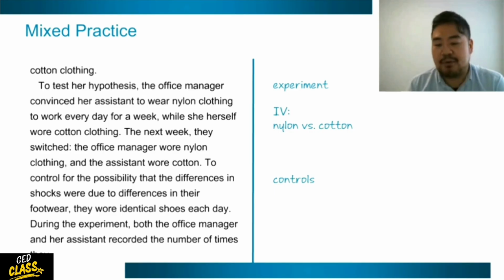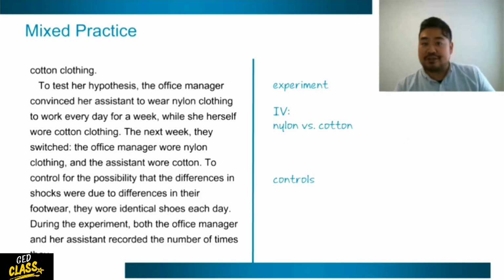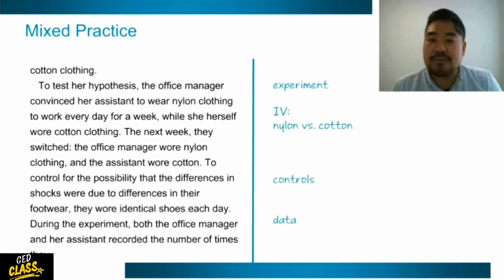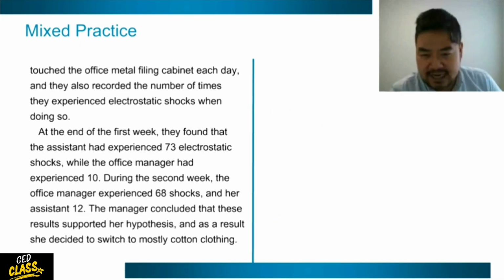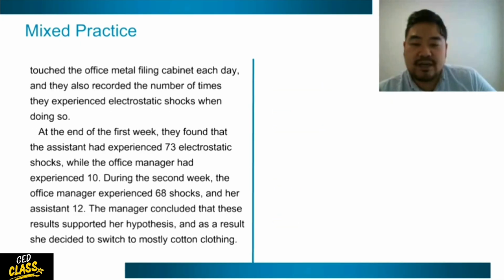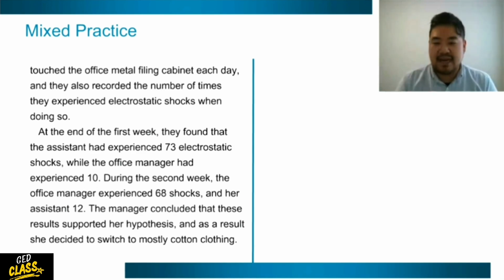During the experiment, both the office manager and her assistant recorded the number of times they experienced shock. So then that is going to be our data, right? So just simply recording the number of times they got shocked is going to be the data. And they also record the number of times they experienced electrostatic shocks when doing so. So the number of times they touched the filing cabinet and the number of shocks that they received. So notice here, our dependent variable, what's going to change because of the different types of clothing? The number of shocks, how often they get shocked.